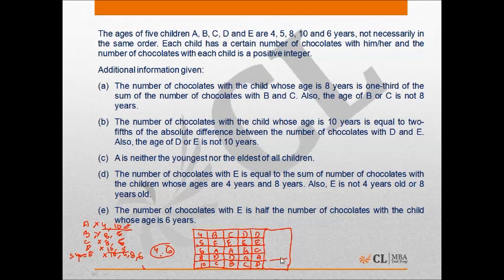Now consider the case when the age of D is 6 years. When D is 6 years, then the age of B could be either 4 years or 10 years.